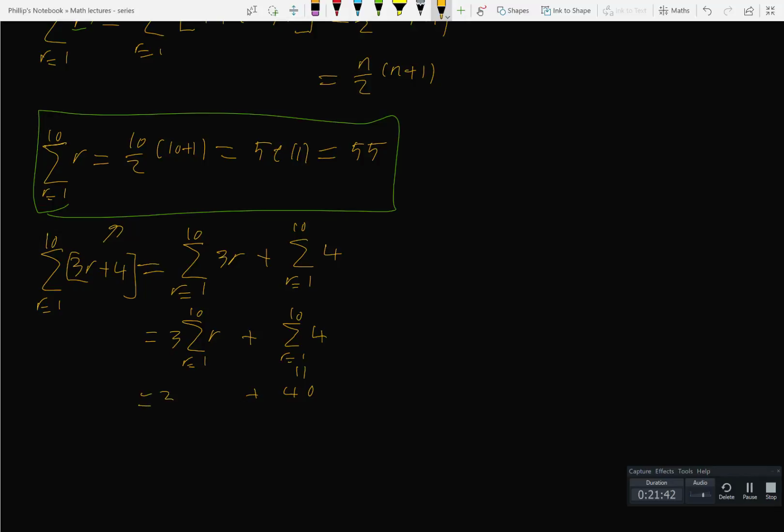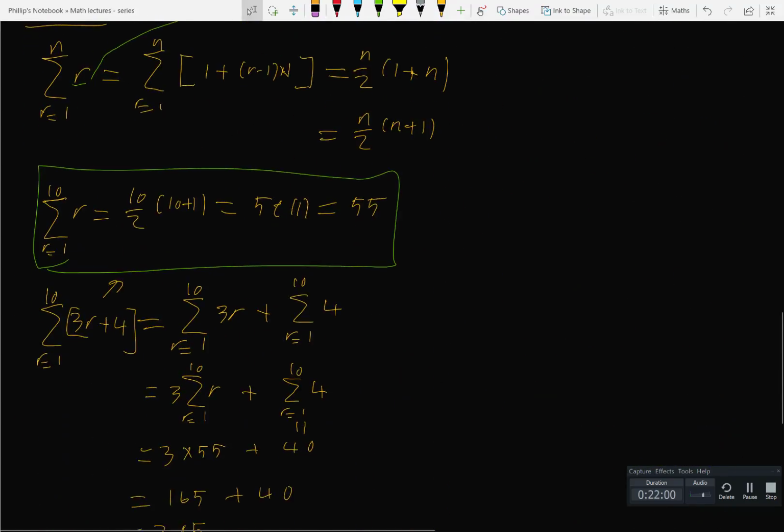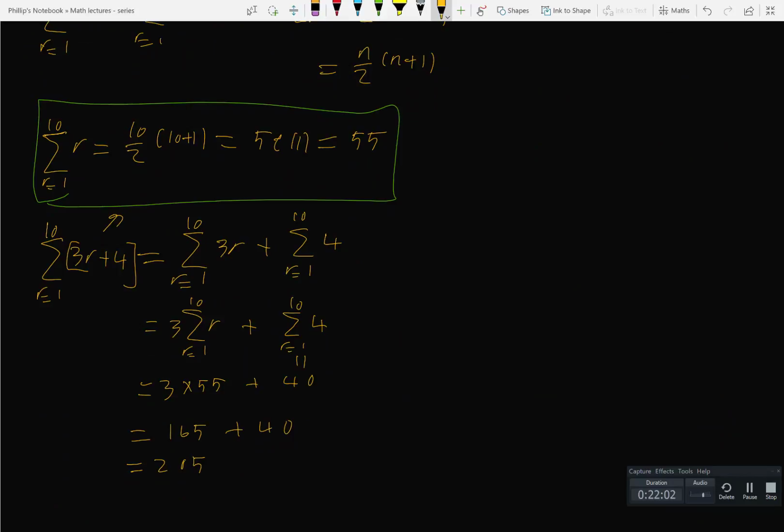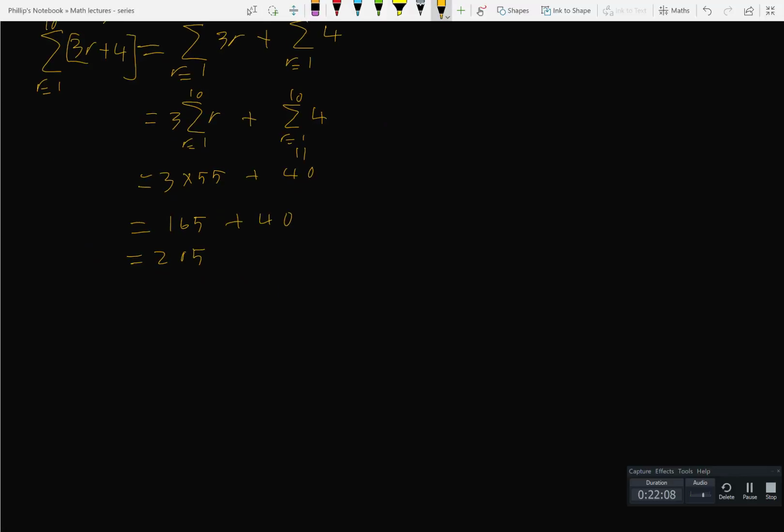This is going to be equal to 3 times 55 plus 40. So what does that equal? 150, 165, plus 40, which is 205. But let's look at the generalized version. Just by knowing this, you can pretty much solve all arithmetic series using the addition and scalar multiplication rule. But let's do it properly, as we've been taught.